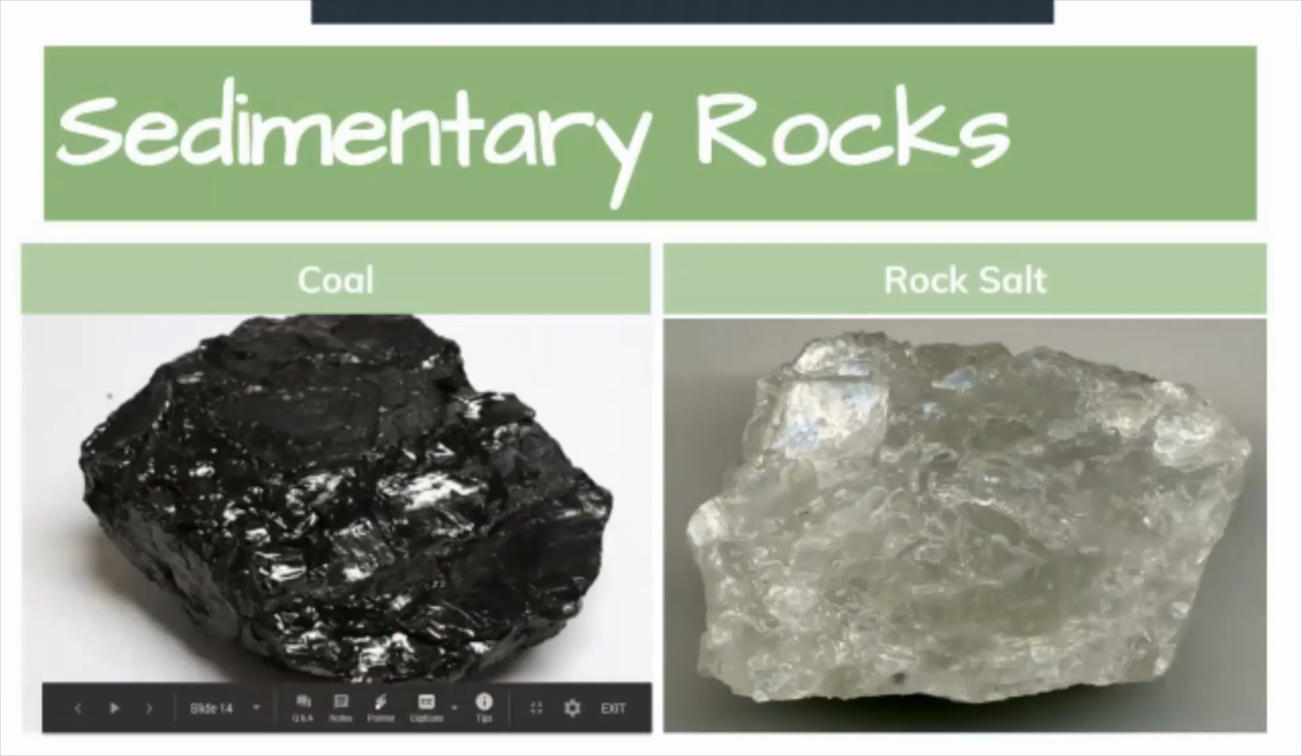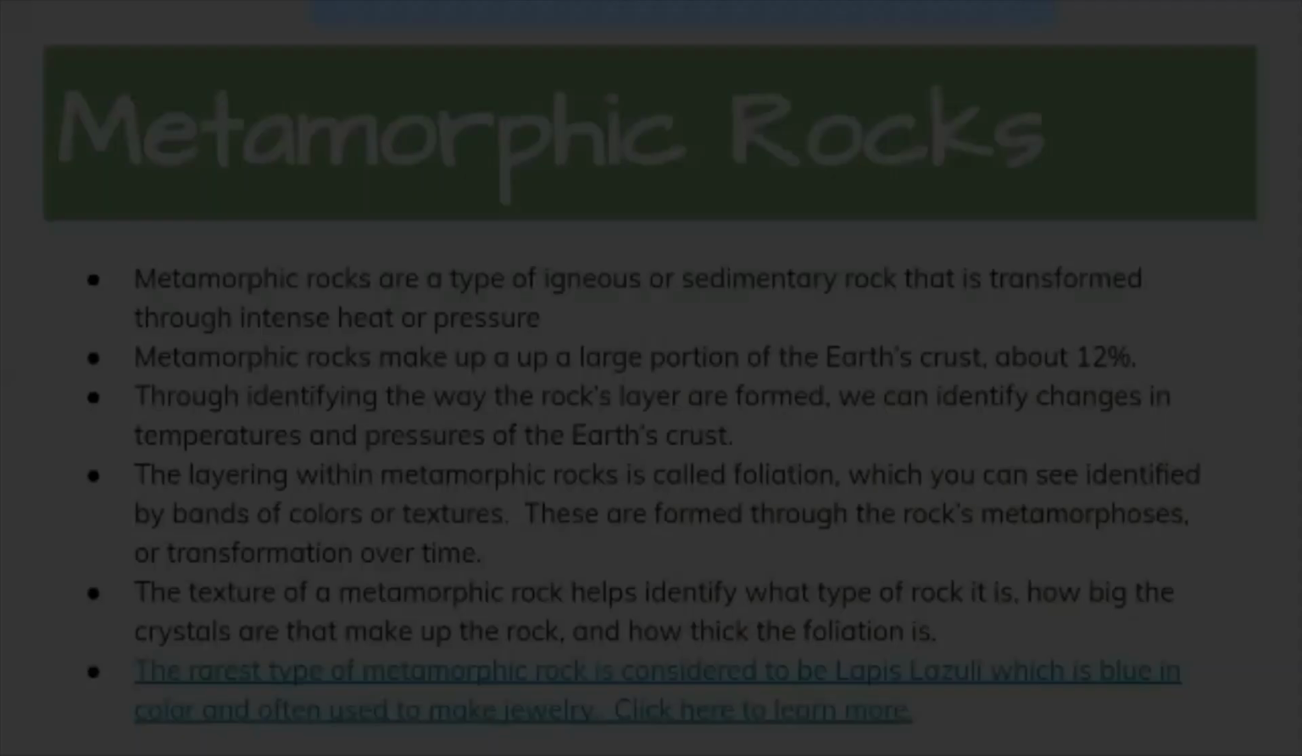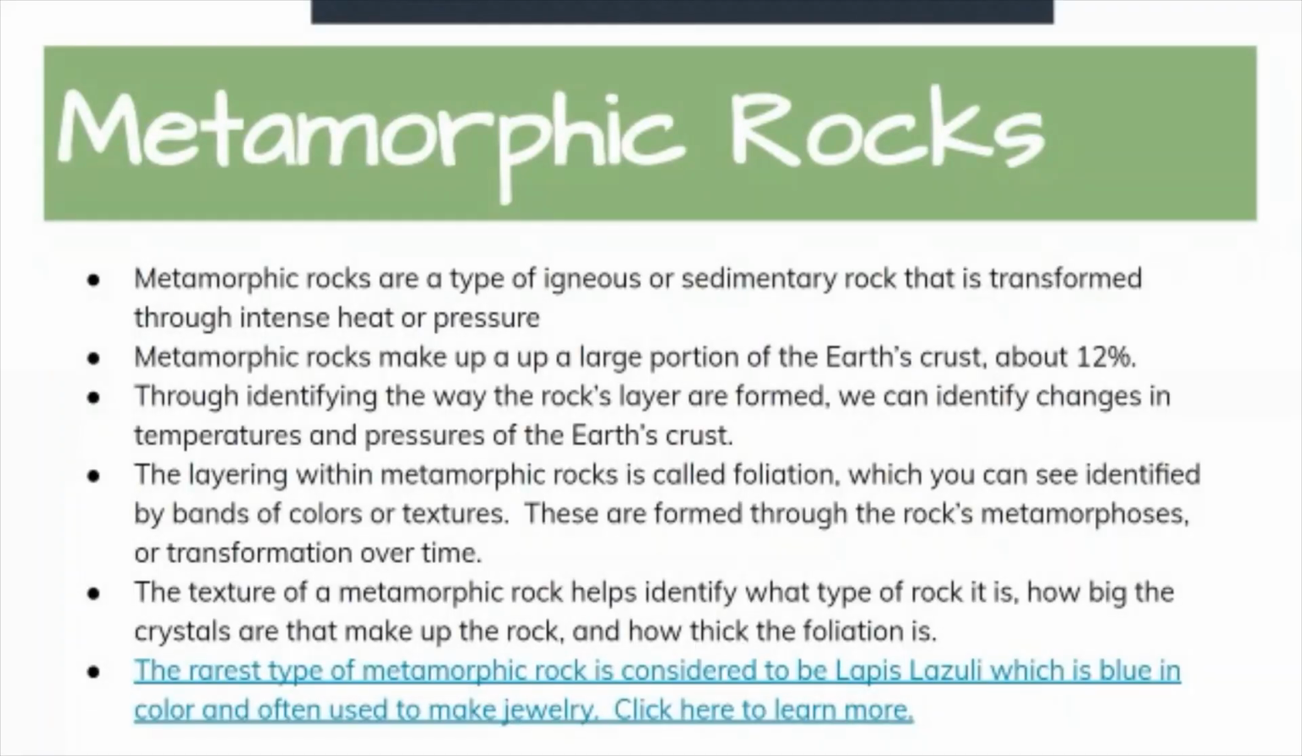And next up, we have metamorphic rocks. And Mr. Jeff will talk to you about metamorphic rocks. Metamorphic rocks are a type of igneous or sedimentary rock that has been transformed or metamorphosized through intense heat or pressure. Metamorphic rocks make up a large portion of the Earth's crust, about 12% or so.